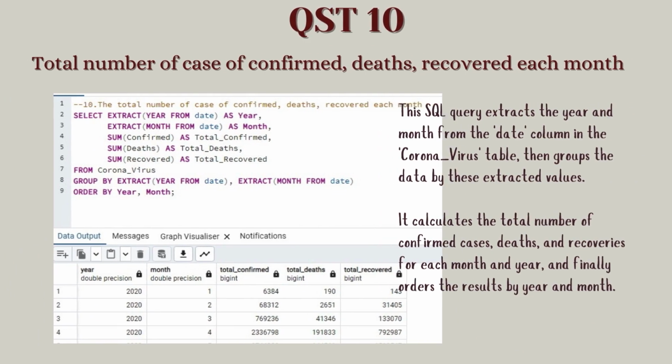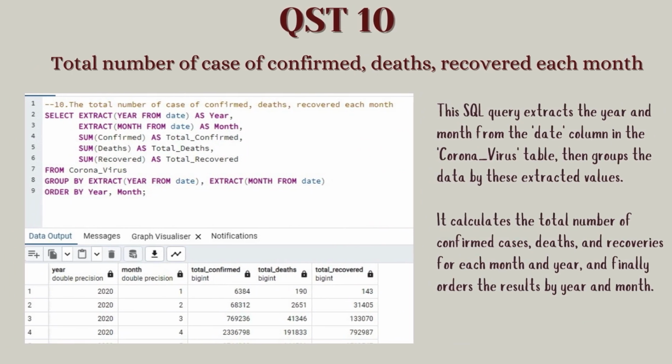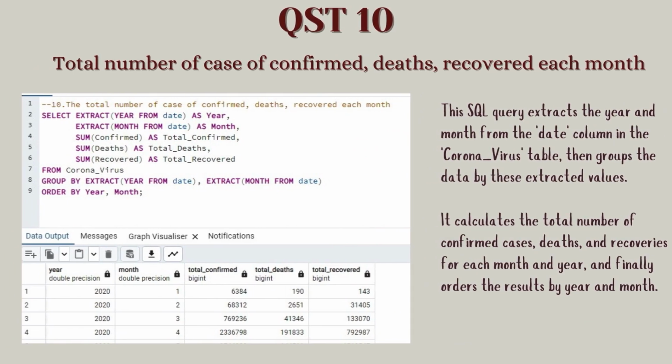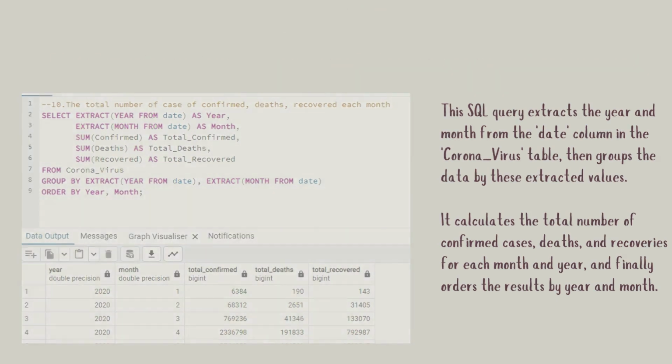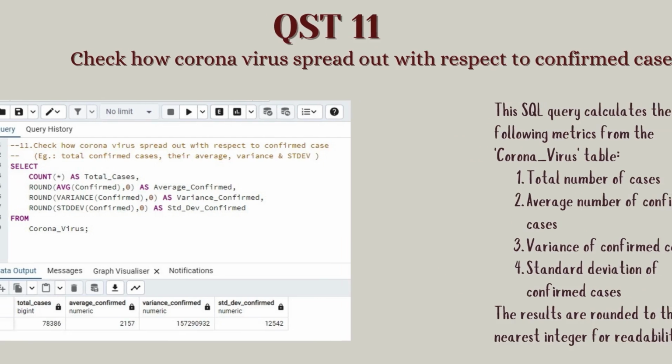Our 10th analysis question is to get the total number of cases of confirmed, deaths, and recovered each month. Now, this SQL query extracts the year and month from the date column in the coronavirus table, then groups the data by the extracted values. It calculates the total number of confirmed cases, deaths, and recoveries for each month and year, and finally orders the results by year and month.